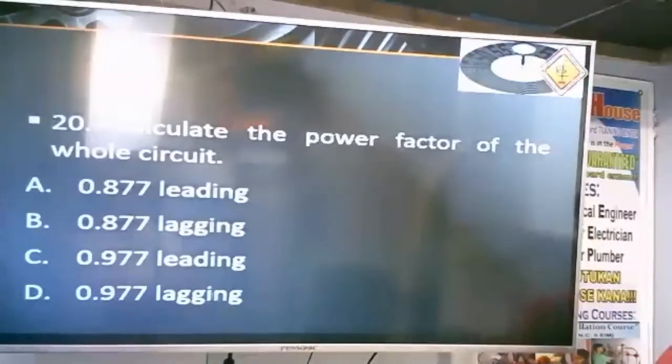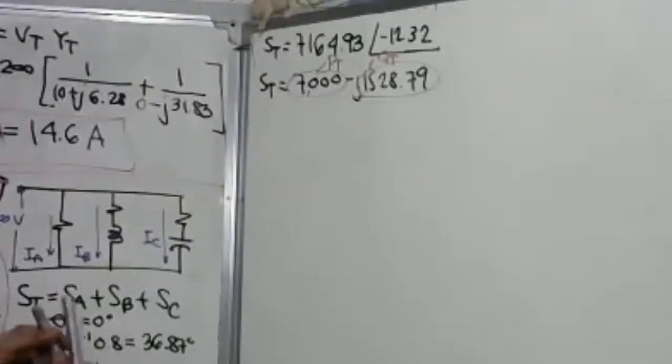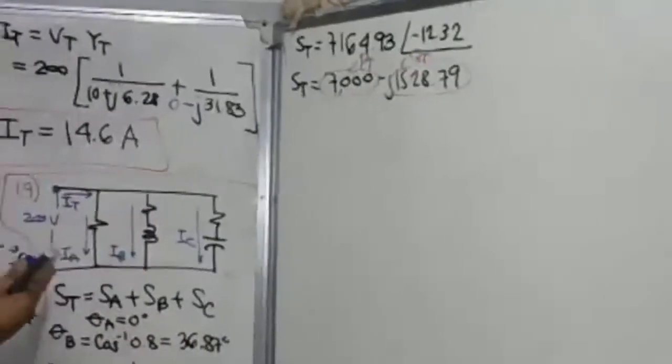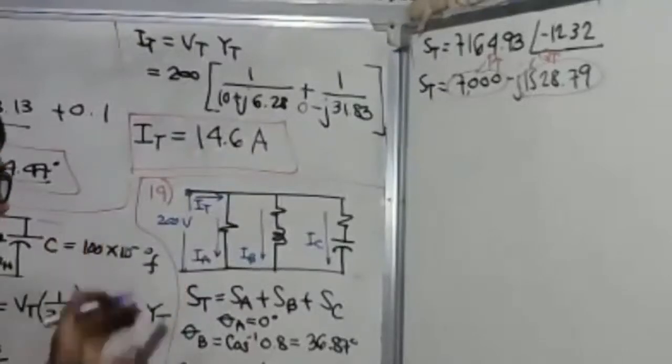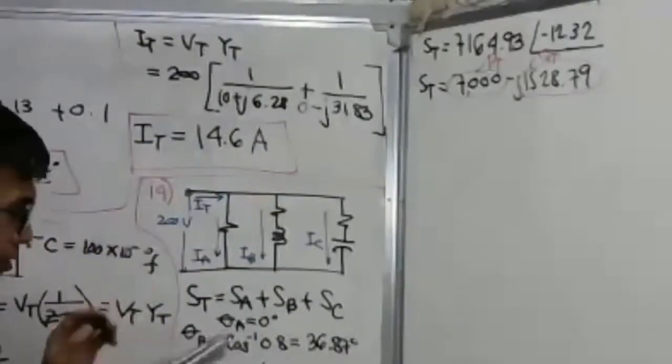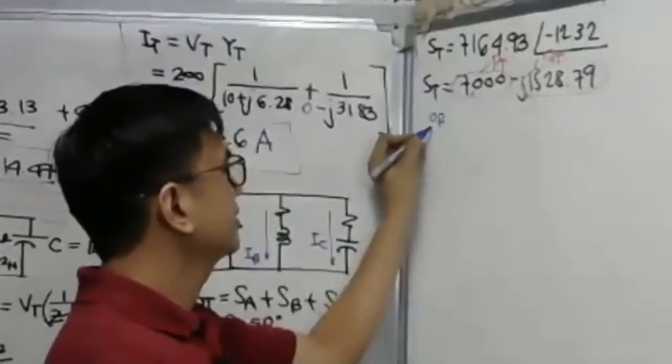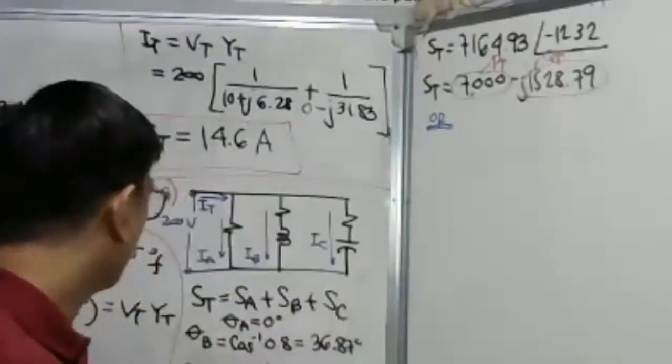I think that we can have another way of solving this one. We can have it as the I total here. Kayo na lang ang gumawa dito. I'll just show you the formula. That is an alternative solution. Pag nakita nyo yung "or".